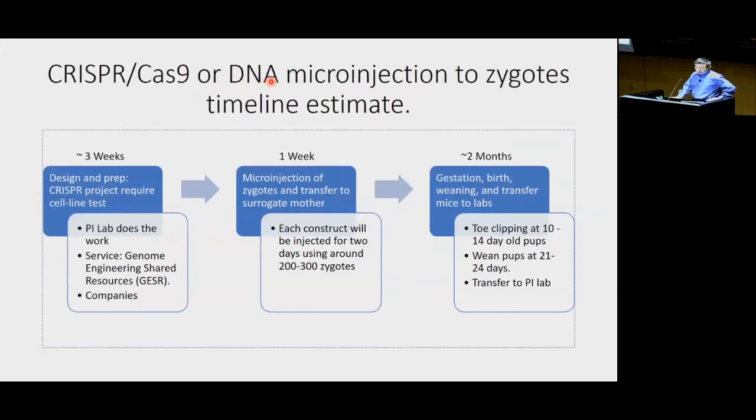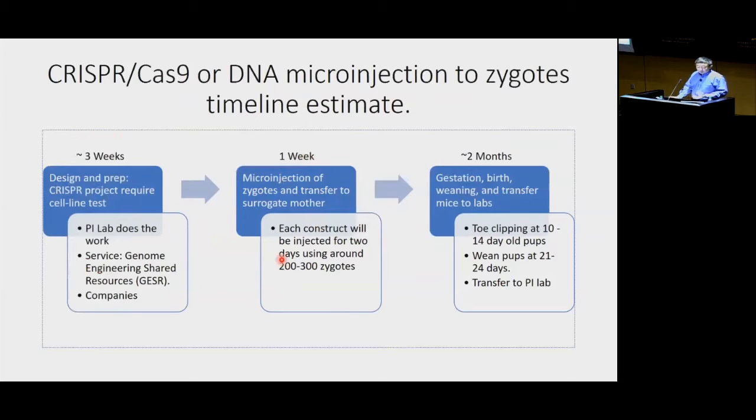I didn't mention the traditional DNA injection. Technically, it's similar to the CRISPR, just with DNA. Many people are familiar with that. That's the original way of making transgenic mice. It's a similar timeline. First, you prepare your reagent, either CRISPR or DNA. You can use the genome engineering shared resource, companies, or your own lab. And after that, I will do the injection.